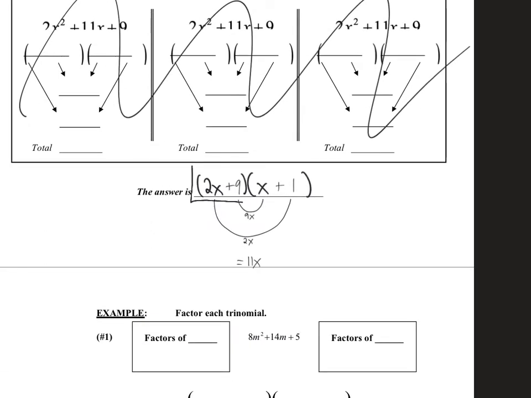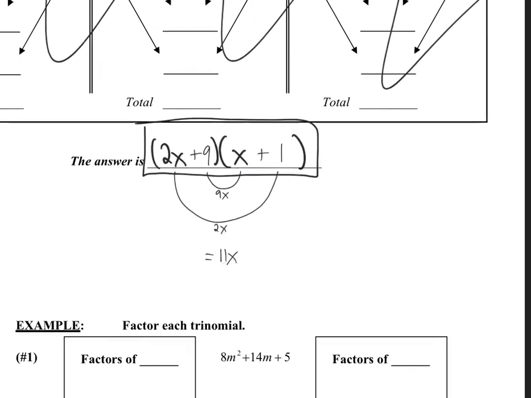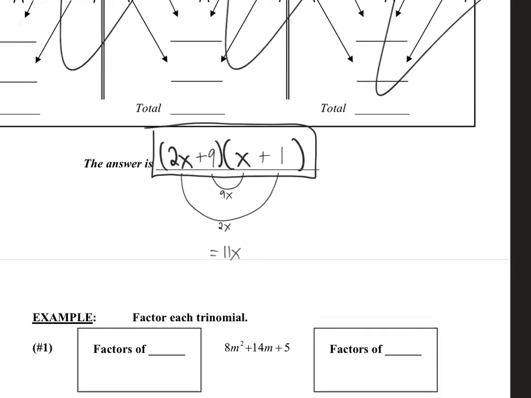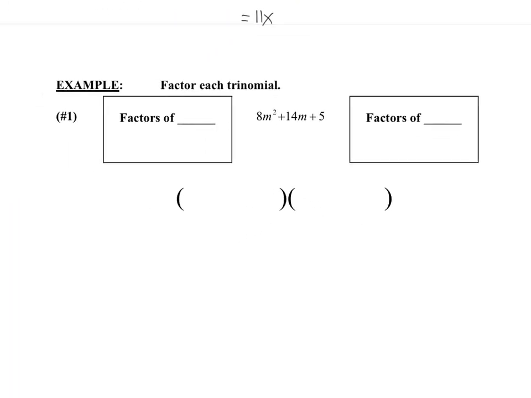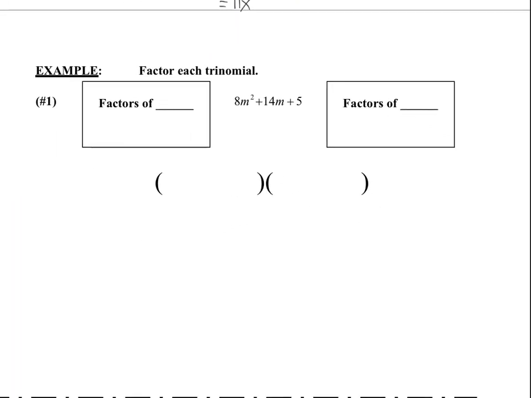This is the correct factorization: 2x plus 9 times x plus 1. That's if you were factoring 2x squared plus 11x plus 9. You can just guess and check, and that's going to be the correct answer: 2x plus 9 times x plus 1. All right, let's try another example together, then we'll try a couple on our own, okay?